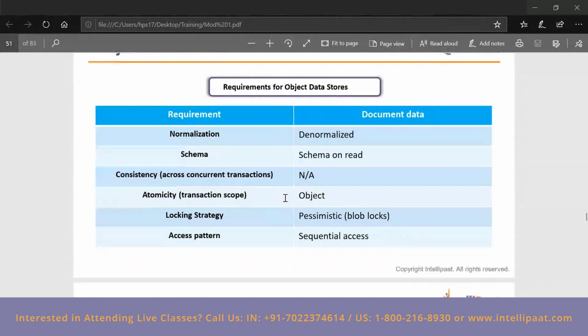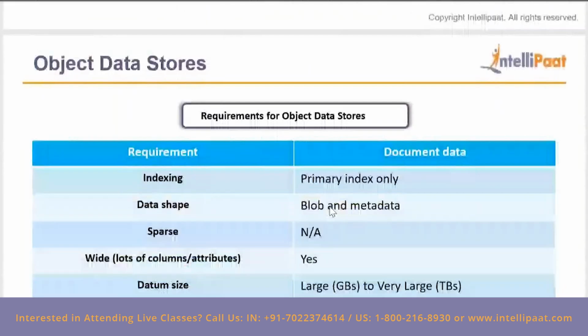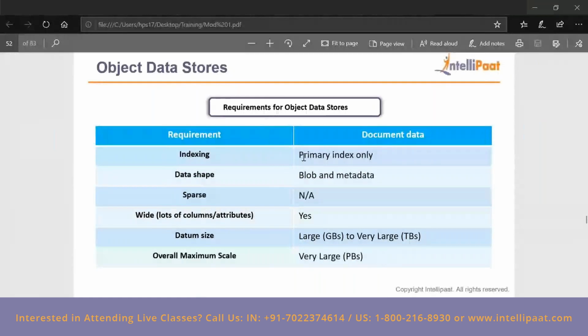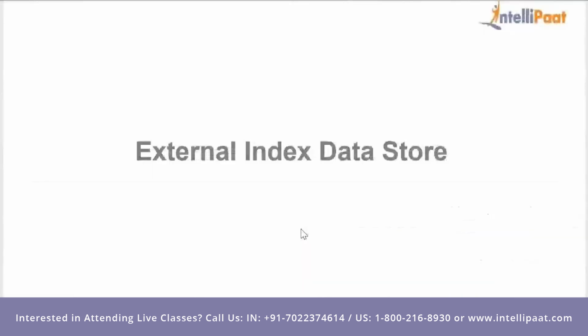Locking strategy is pessimistic. Access pattern is sequential access. It supports only primary indexing. It has a blob where the data is stored and a small metadata related to it. Sparse is not applicable here. It supports wide data, so the data size is large to very large. And overall scalability is very large, in petabytes.